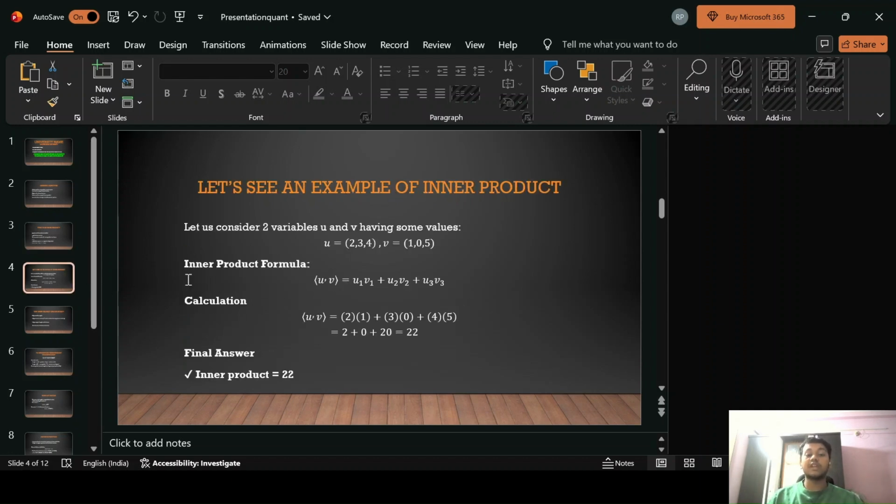Let us consider two variables u and v having some values. u has 2, 3, 4 as values in vector space, and v has 1, 0, 5 in vector space. Now, the formula for inner product would be u1 v1 plus u2 v2 plus u3 v3. So by calculating it, we are getting the value as 22.